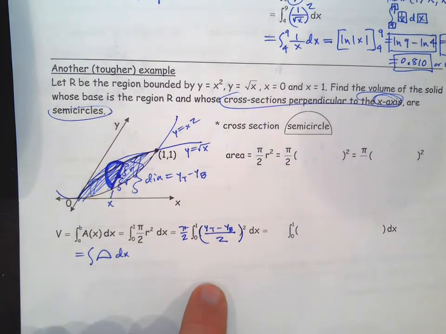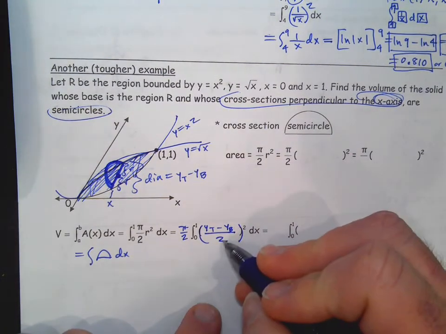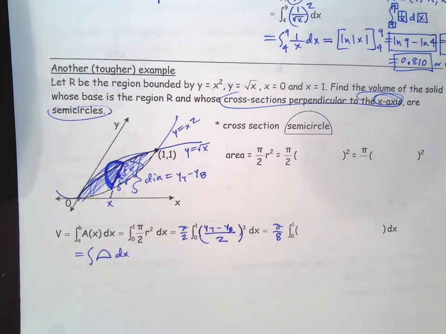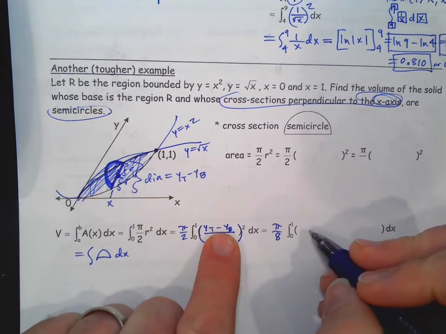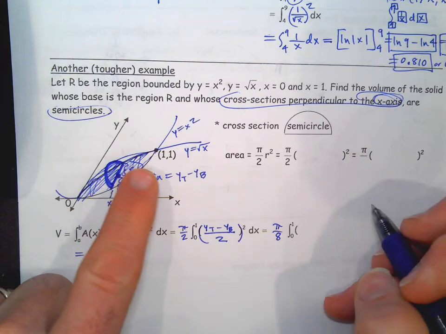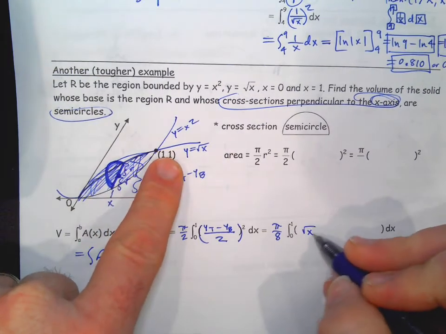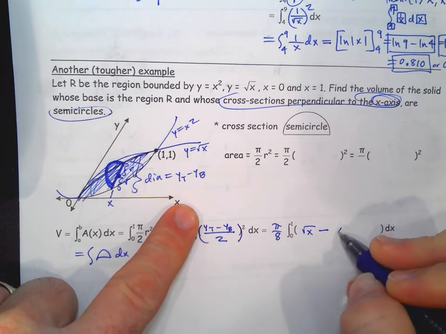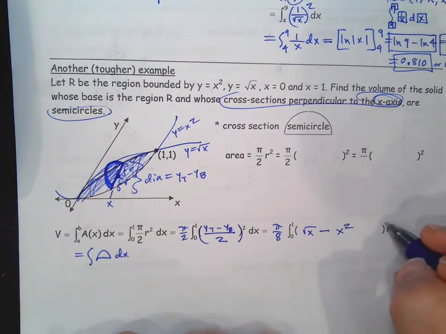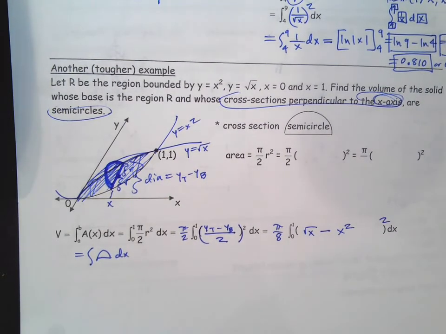That's one of the mistakes people make a lot. It gets squared, becomes a 4. You could bring it out in front and it would be pi over 8. Not pi over 4, though, pi over 8. The divided by 2 has to get squared. Now y top is the square root of x, minus y bottom is x squared. But then it's going to get squared, right?